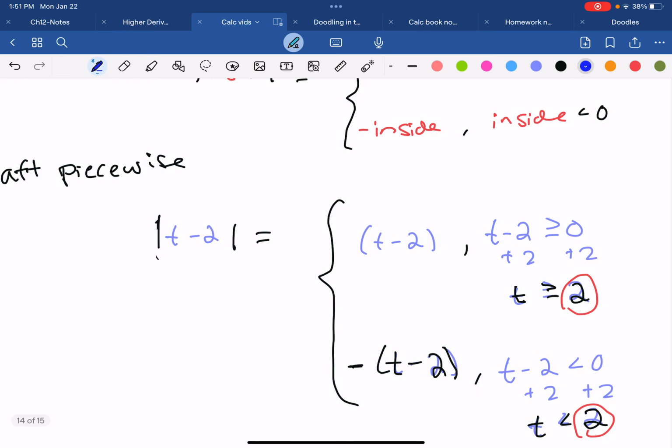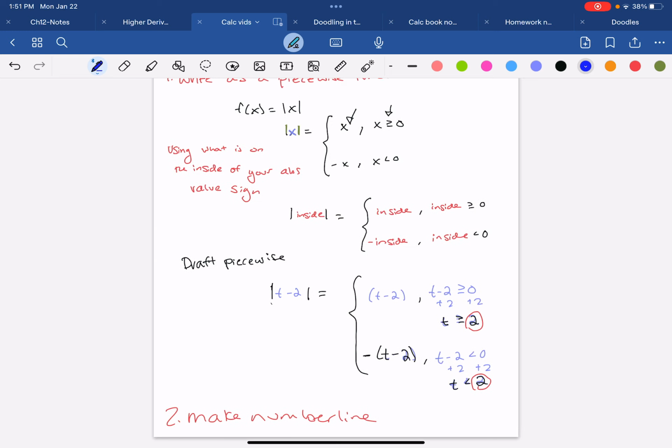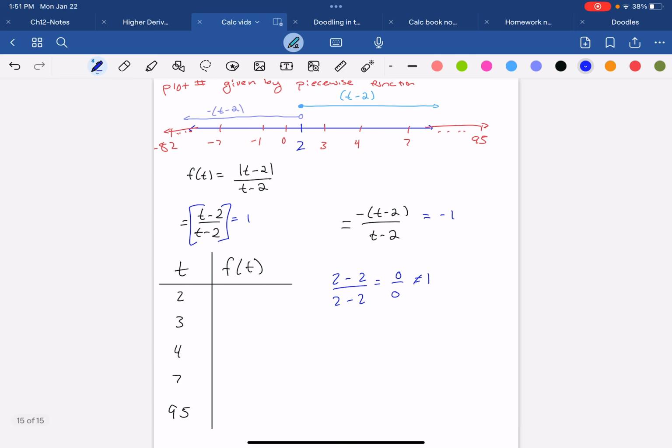And since it's a draft piecewise, we're looking at this. We said t is greater than or equal to 2, but to me it looks like t can't be equal to 2 because you have a 0 in the denominator, and it doesn't matter what's in the numerator. You can't have 0 in the denominator because that is undefined. So this is actually going to be undefined.